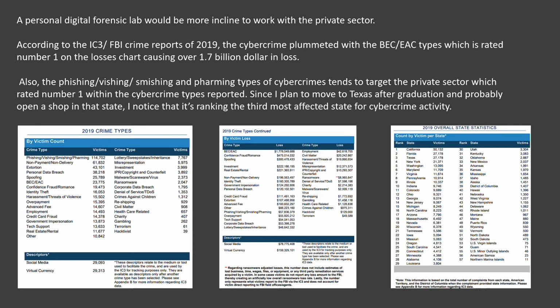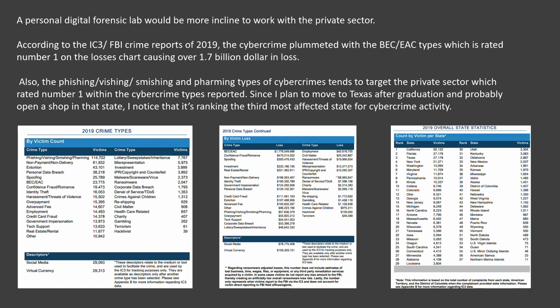I did the research to know what a personal forensic lab would involve as far as types of work. If you look at those pages taken from the FBI crime report for cybercrime, IC3, we see that the BEC and the EAC, which are business email compromise and email account compromise, were the most costly crime in 2019, and those are pretty much private sector. It generated over $1 billion in loss.